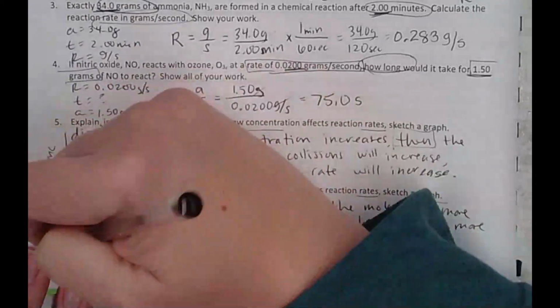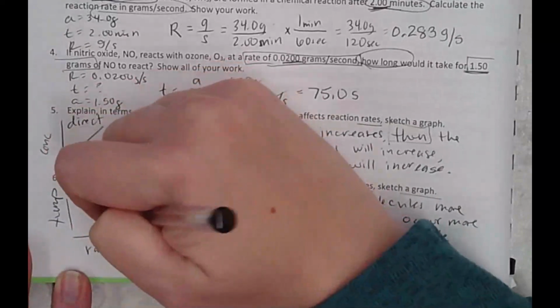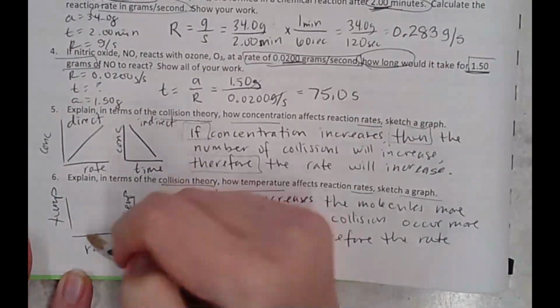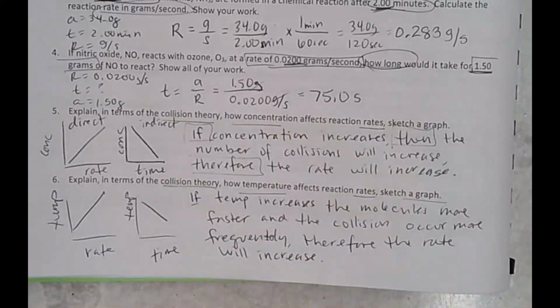Okay, so if I have temperature versus rate and temperature versus time, if temperature goes up, rate goes up. If it's going faster, then the amount of time it would take would be less. So that one is inverse.